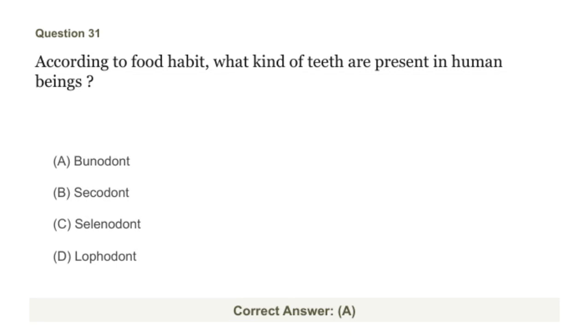When we look at human teeth in relation to their food habits, bunodont teeth are characteristic. These teeth are rounded and have cusps that are well developed, which makes them excellent for grinding and chewing a variety of foods. This is quite different from other types like secodont, which are more blade-like and adapted for shearing meat, or selenodont and lophodont, which are more specialized for herbivorous diets.